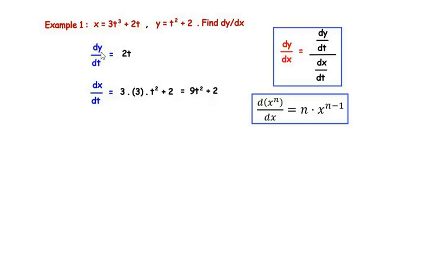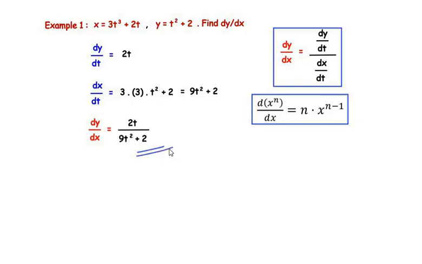Now once we have got dy by dt and dx by dt, we are going to plug them into this formula, giving us dy by dx is equal to 2t divided by 9t square plus 2. So this is going to be our answer, that is expressing dy by dx in terms of parameter t.